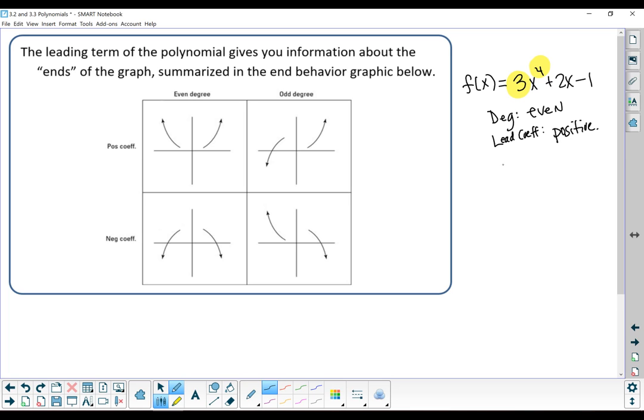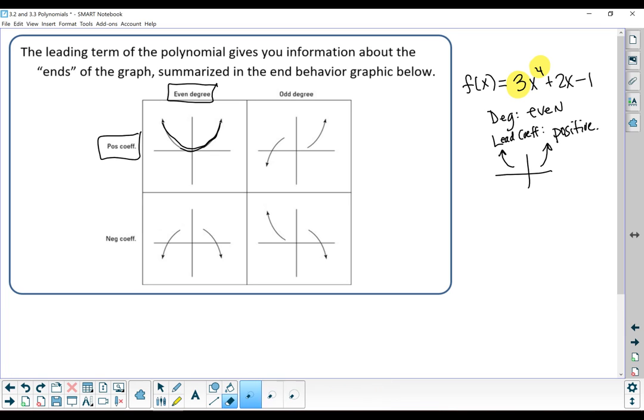So what that tells me is that if I look at a graph of this polynomial, I don't really know what's going to be happening in the middle, but I do know that on each side, it is going to be positive. It's going to be going upward. And that's true for every even degree positive coefficient polynomial. It's going to have both ends up. It might have some squiggles in the middle. It might just be a parabola. We don't know what's happening between those two ends, but we know that both ends are going to be up way high.